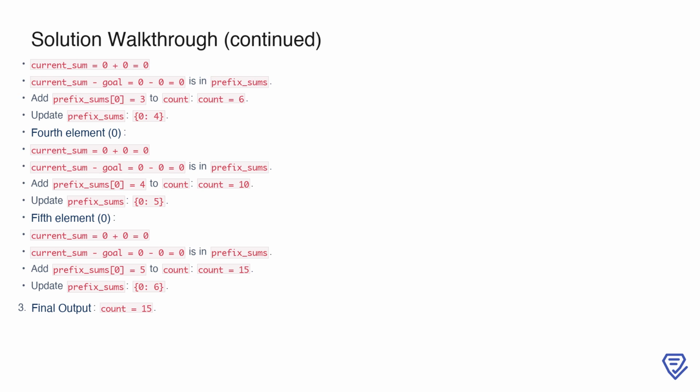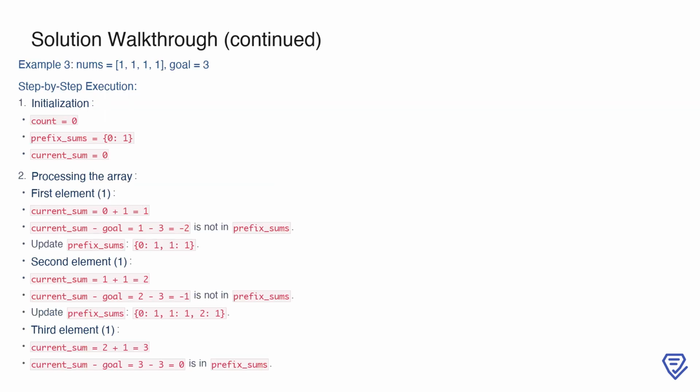Finally, for the fifth element, 0, adding it to current_sum once again keeps the cumulative sum at 0. The difference of 0 is in prefix_sums, so we add prefix_sums, 0, which is now 5, to count. This gives us a final count of 15. After updating prefix_sums to record the prefix sum of 0 occurring 6 times, we conclude this example with 15 subarrays that sum to the goal.